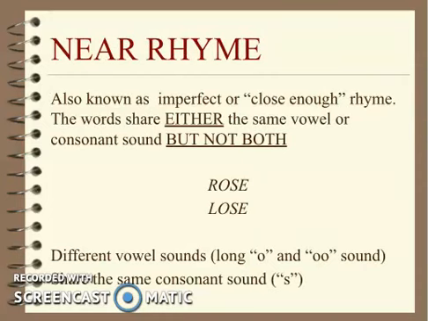The last type of rhyme is near rhyme, also known as imperfect or close enough rhyme. The words share either the same vowel or consonant sound, but not both. Like rose and lose. Different vowel sounds, the long O and the U sound, but they have the same consonant sound, the S sound.